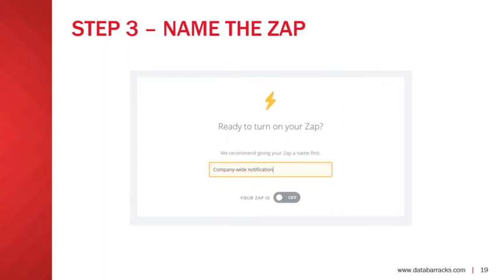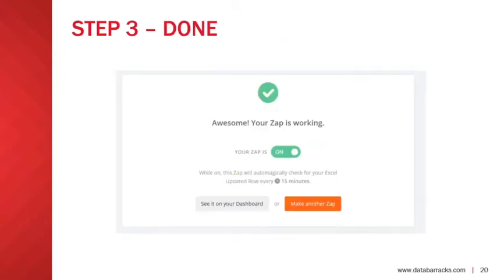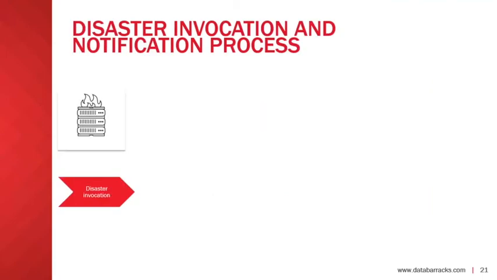So we then get to the stage where we give our Zap a name. We give it a sensible name. If we're using this for SMS or for call, you'd want to include that in the name so it's easy to find that one. And we simply turn it on. Now here, and I'm going to get to this in just a second, you'll notice that while on, this Zap will automatically check your Excel updated row every 15 minutes. So in limitations, in a second, we'll go through that.